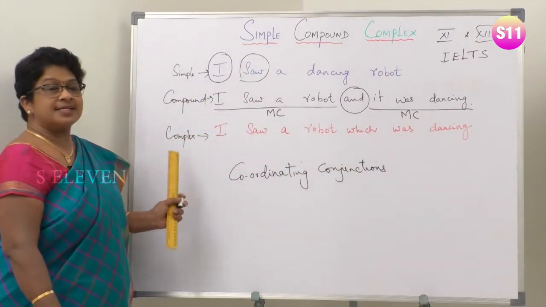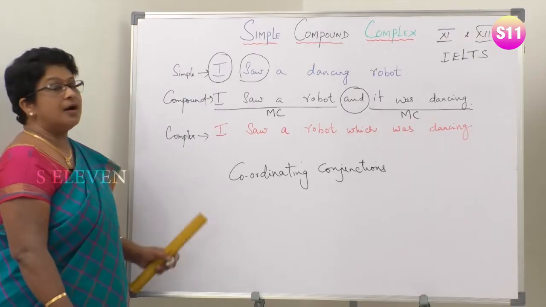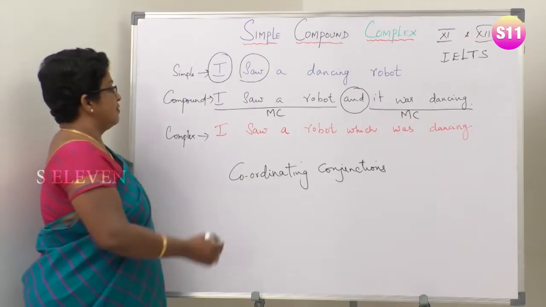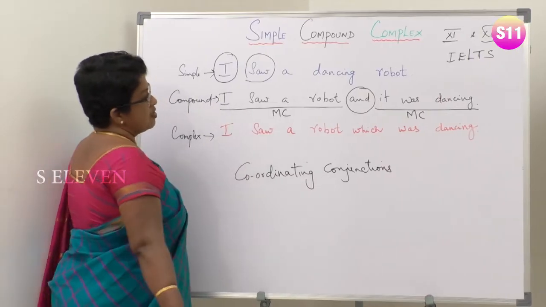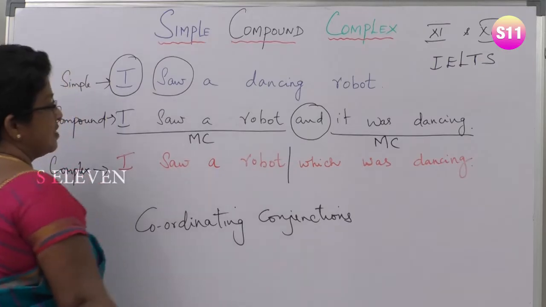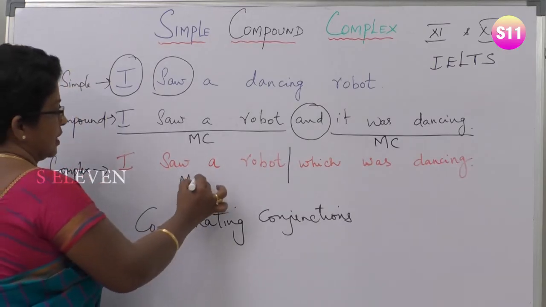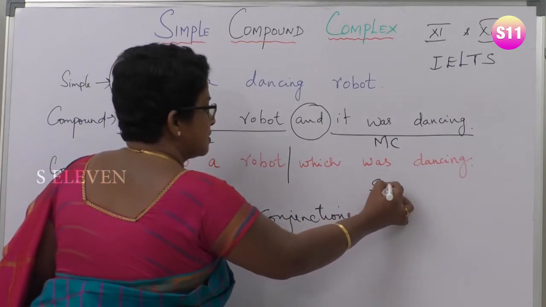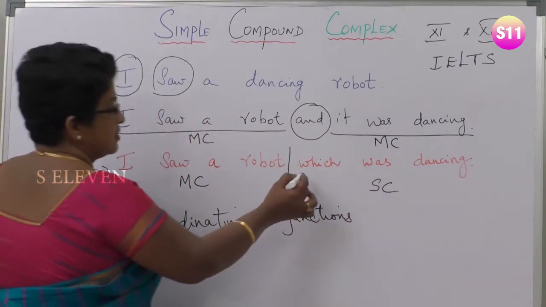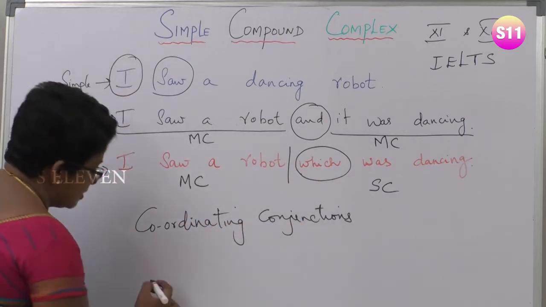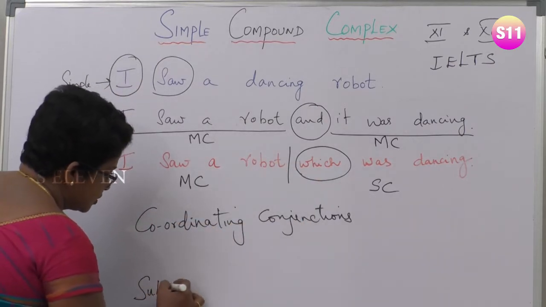The third one, complex sentence, they have a main clause and one or more subordinate clauses. For example, here: I saw a robot which was dancing. I saw a robot, this is a main clause, and which was dancing, this is a subordinate clause. And here, see this word which. This is a subordinating conjunction.